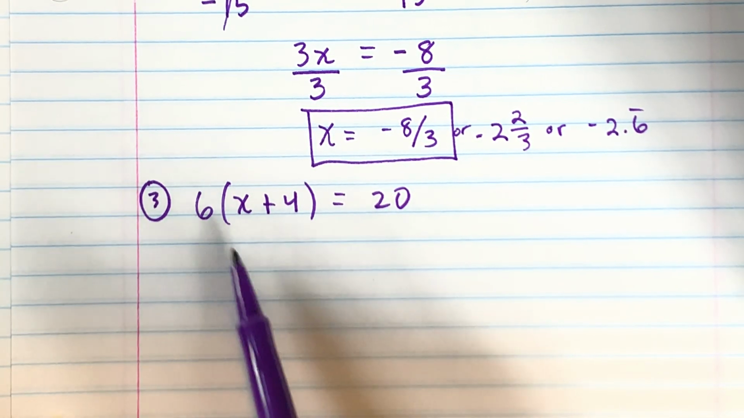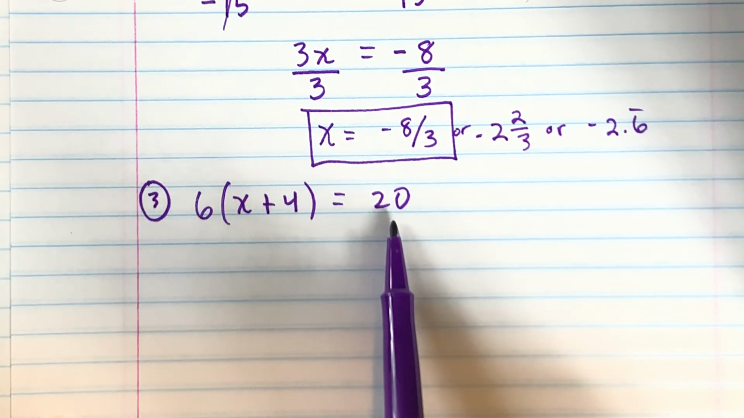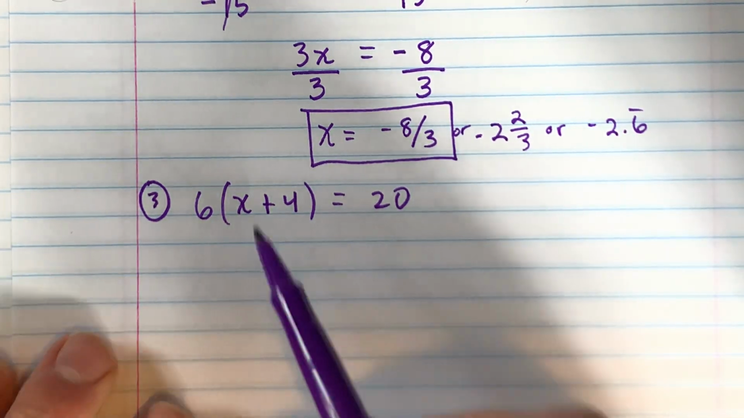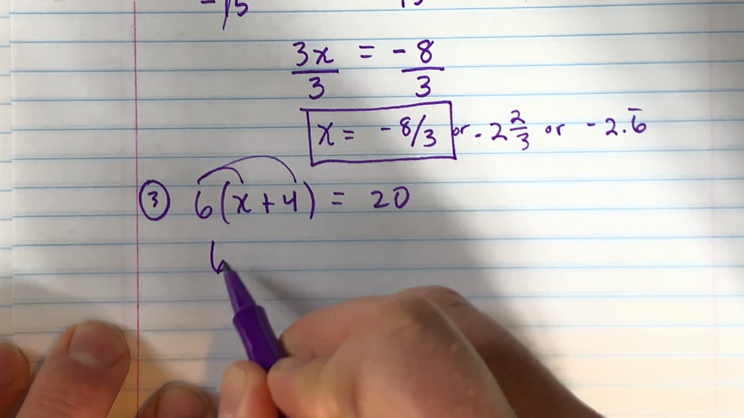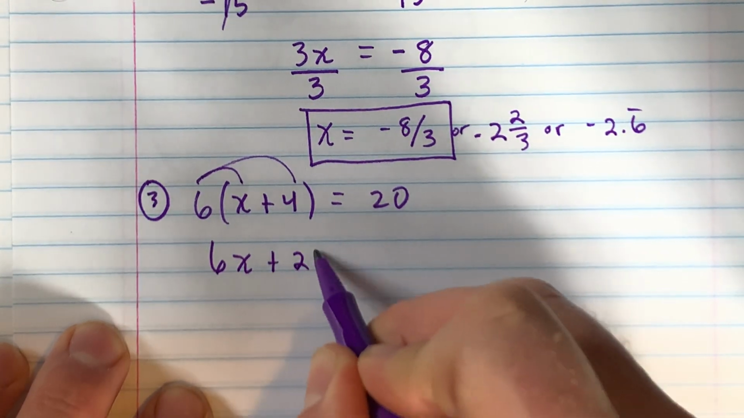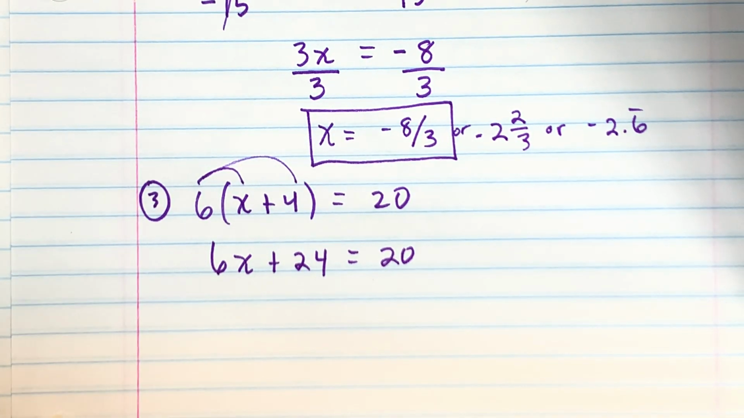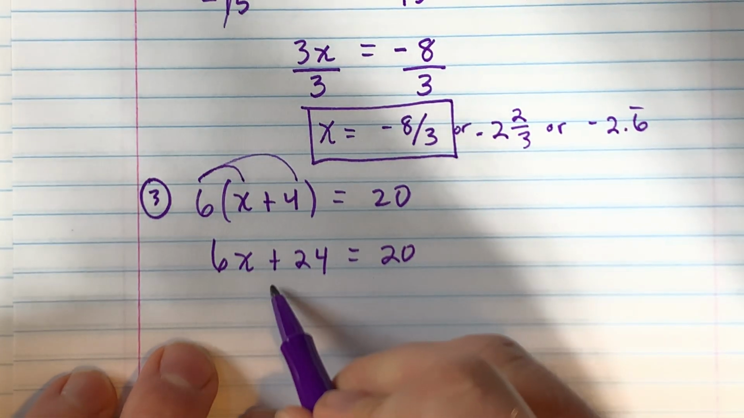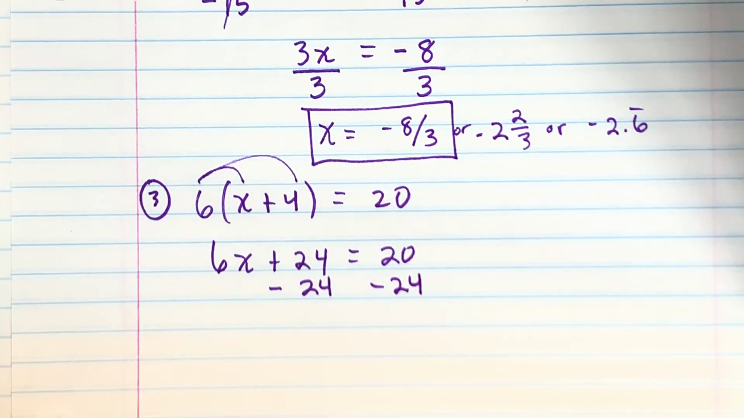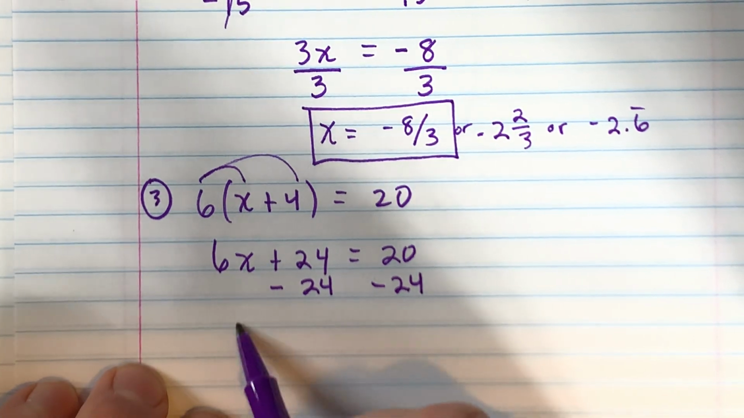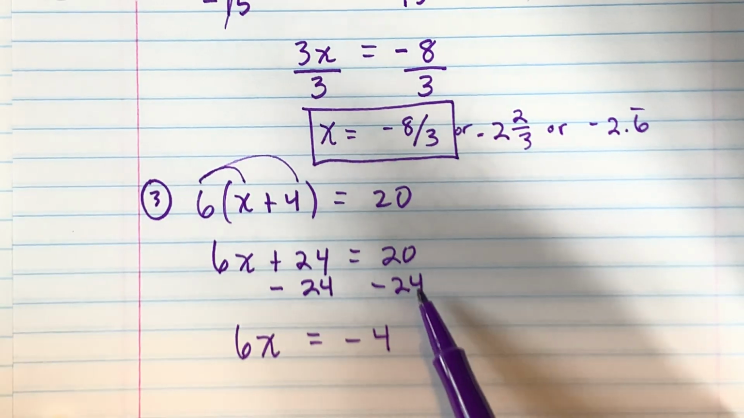Remember parentheses, we think of the 2 D's, we can either divide or distribute. This one, 6, does it fit evenly inside of 20? No, so it looks like we're going to be doing another distributive property. So this would be 6x plus 24 equals 20. Get rid of our constant. Leaves us with 6x equals -4. 20 subtract 24.